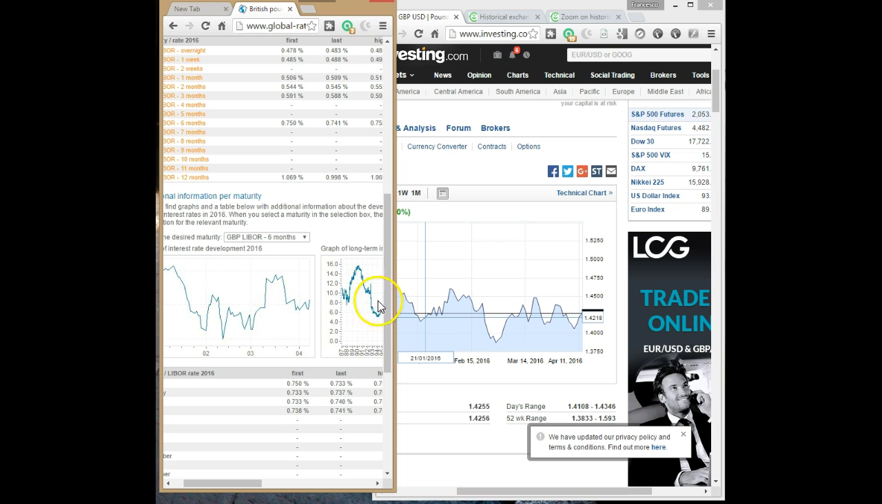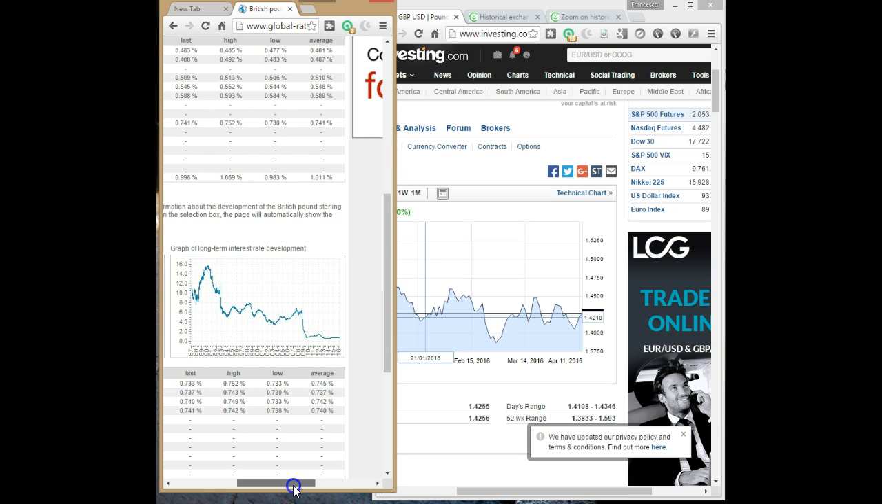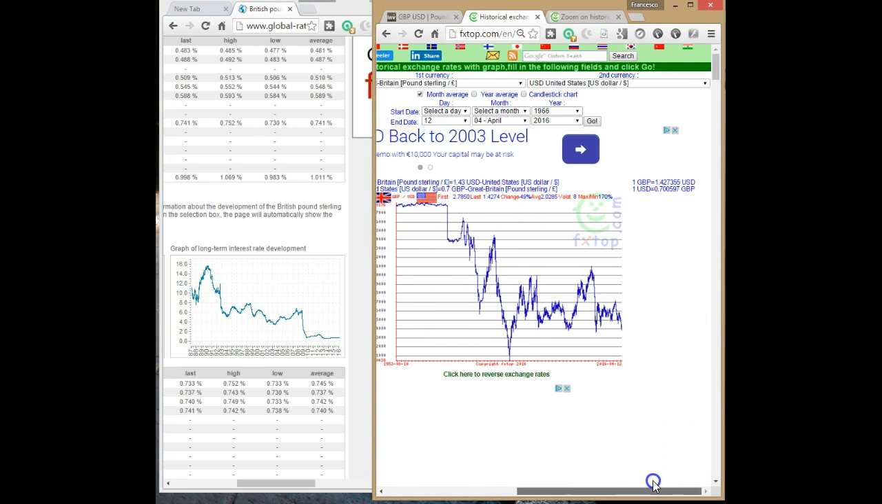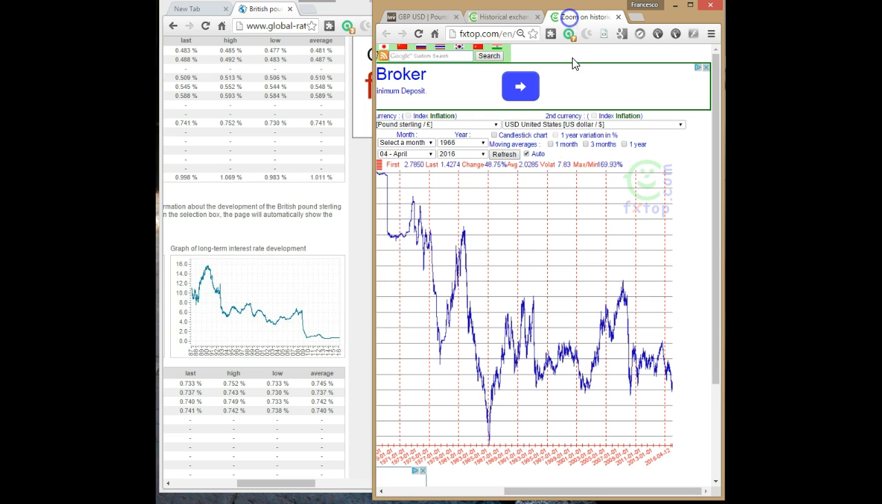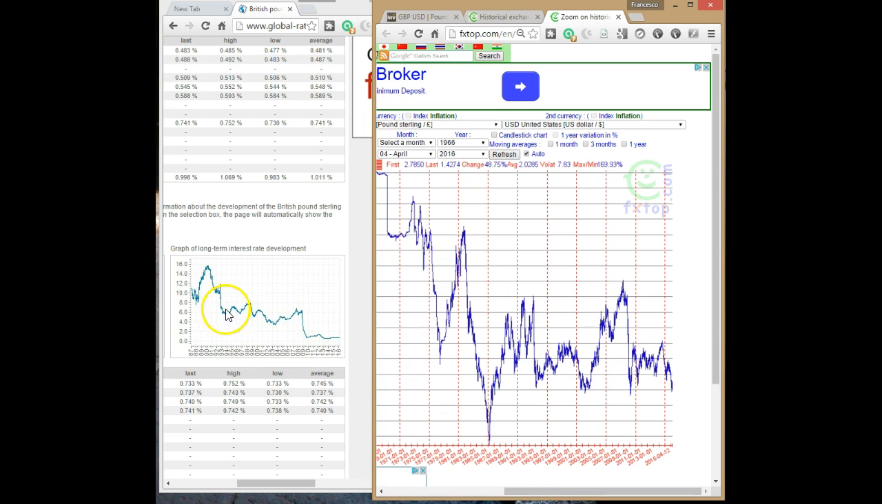Now, obviously, it's not like for like, but you can see in the longer term, going back to the 60s, etc. So we're going back to this chart here, and the longer term from the 60s, etc. is this, and this is the long-term interest rate development through LIBOR. Okay, so that's where we are now.